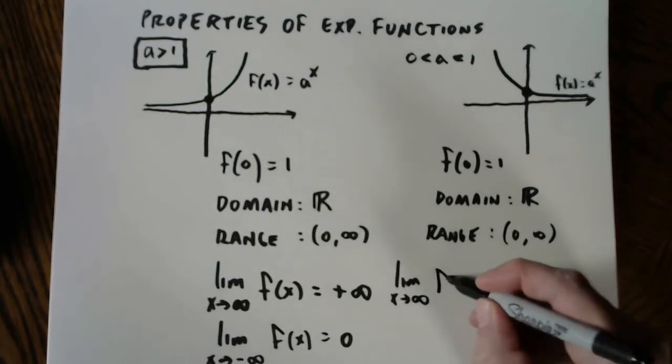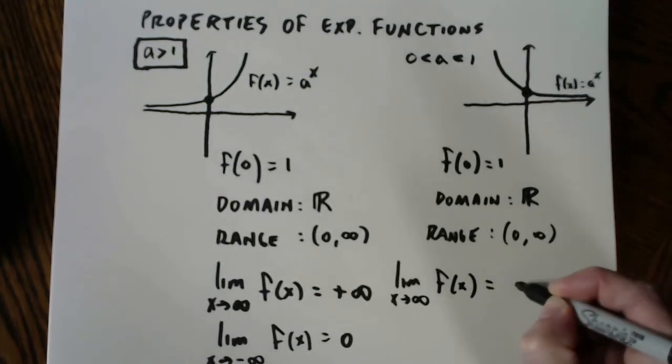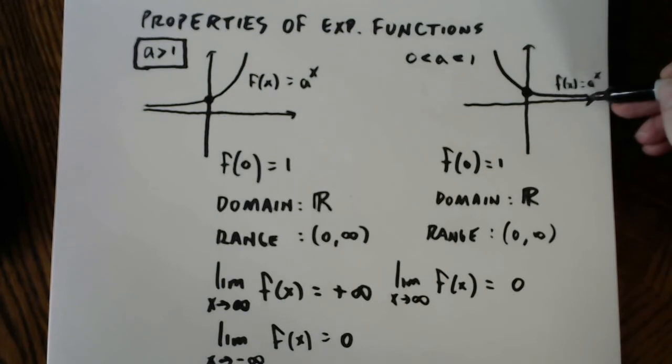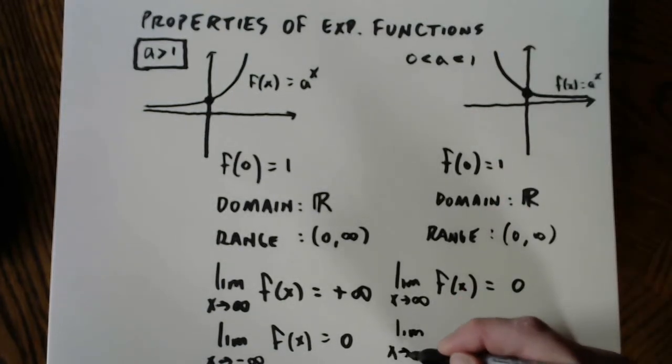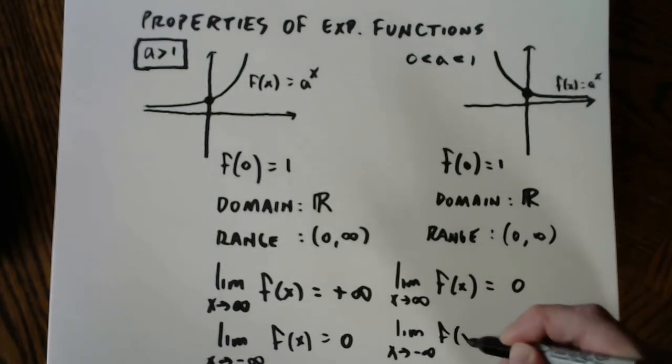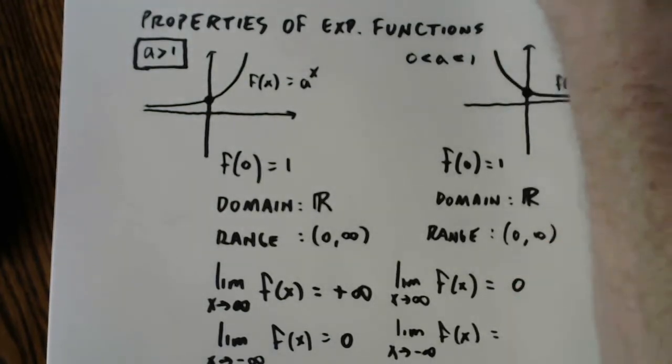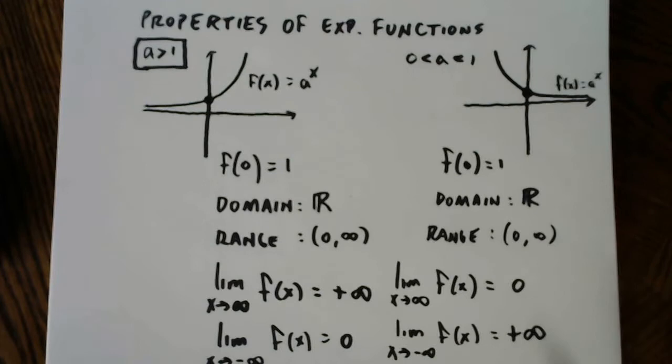So as x goes to positive infinity, I have asymptotic behavior to the right. As x goes to negative infinity, this goes to positive infinity. So this stuff is useful. This will be useful in Calc 3, and of course it'll be useful in this course.